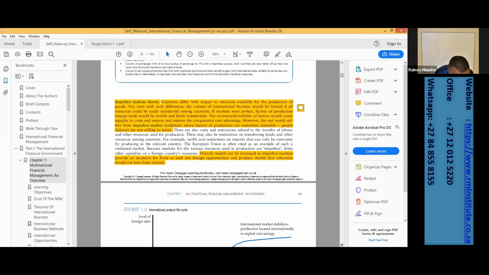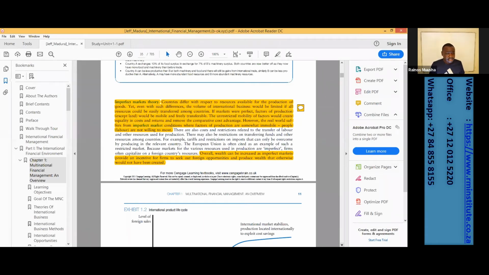So here, when you look at the imperfect markets theory, they are acknowledging that in a perfect world, it would be easy for the factors of production to be made available, right? And if the factors of production are made available to those who need them, it means that they are able to maximize the value of the firm. But now the problem is that in the real world, the factors of production are not easily accessible. Like, for example, when it comes to labor, the labor is not easy to move.